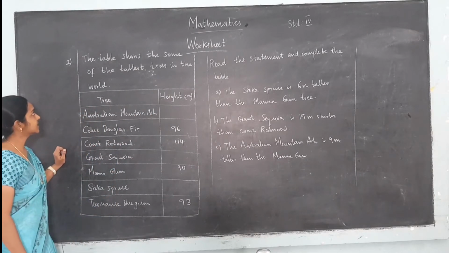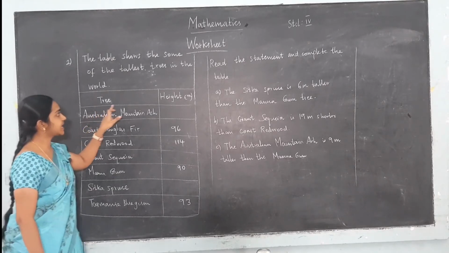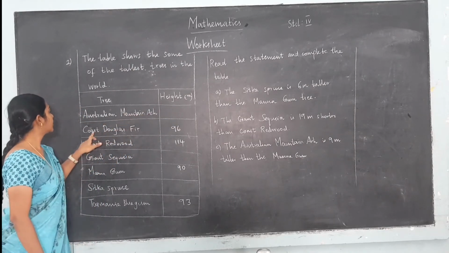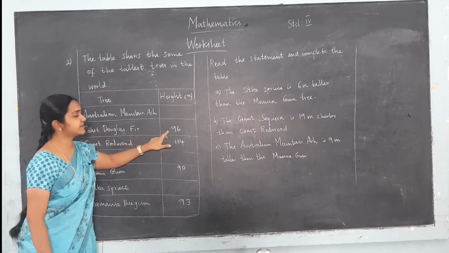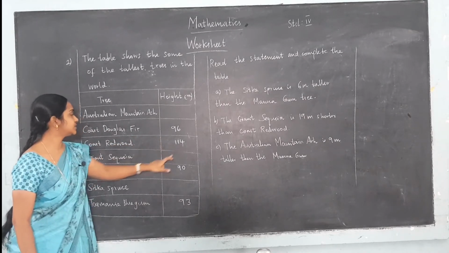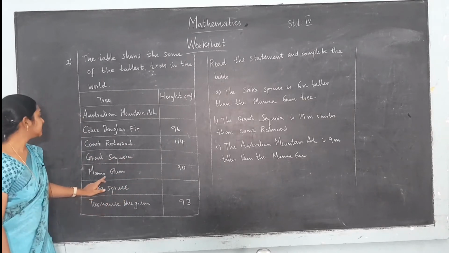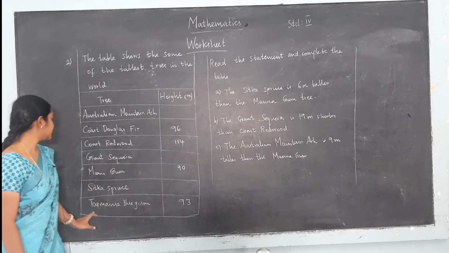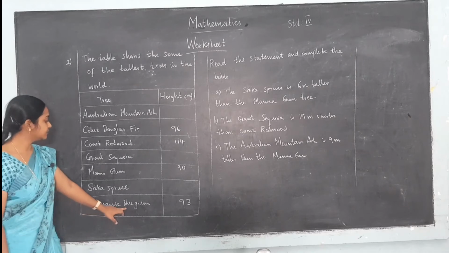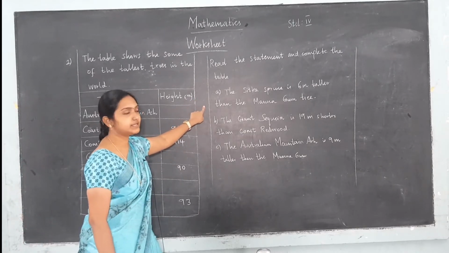The next question is, the table shows some of the tallest trees in the world. Trees and their heights are given in meter. Australian Mount Ash is not given. Coast Douglas Fir is given as 96 meter. Coast Redwood 114 meter. Giant Sequoia is not given. Manna Gum is given as 90 meter. Sitka Spruce is not given, and Tasmania Blue Gum is given as 93 meter. Read the statement and complete the table.